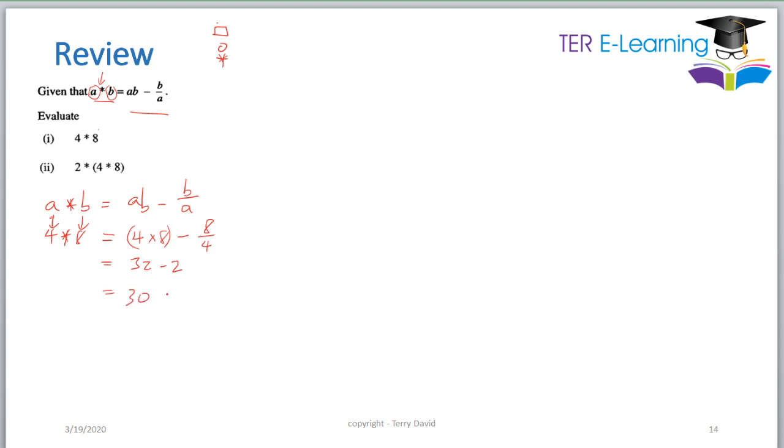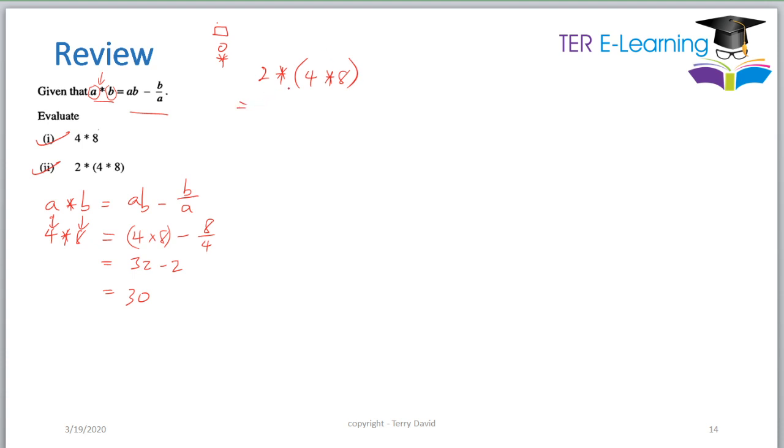So a binary operation question is simply a substitution question. That's all it is. So that is the answer for part 1. For part 2 now, you want to work out 2 star open brackets 4 star 8.